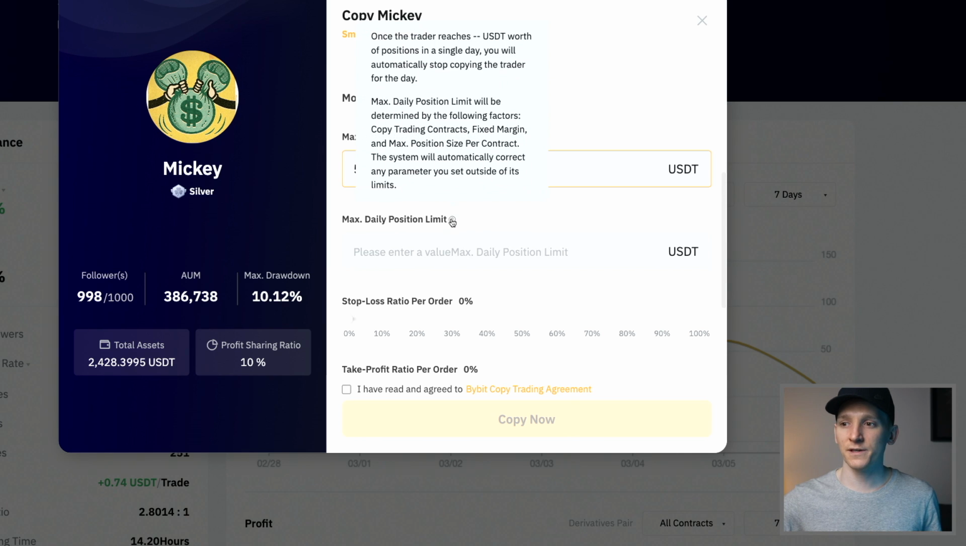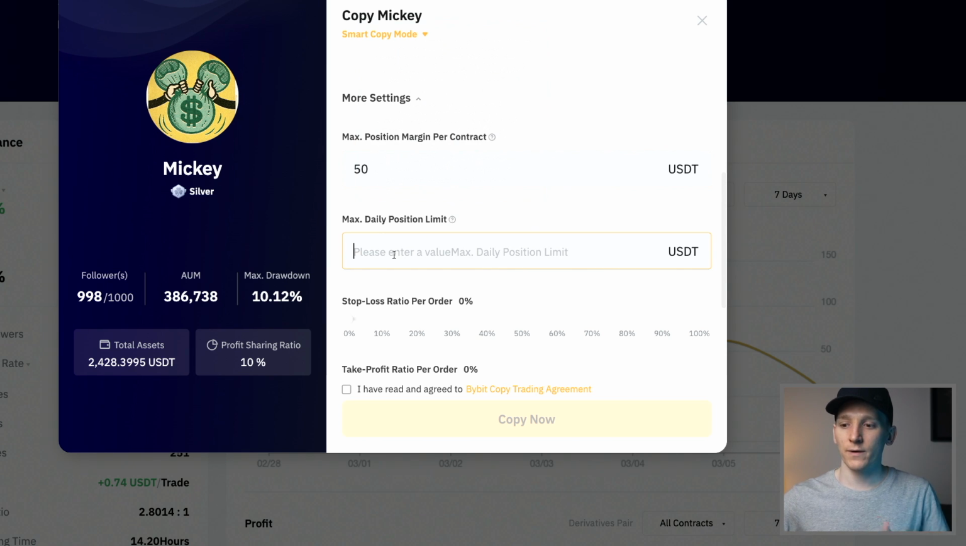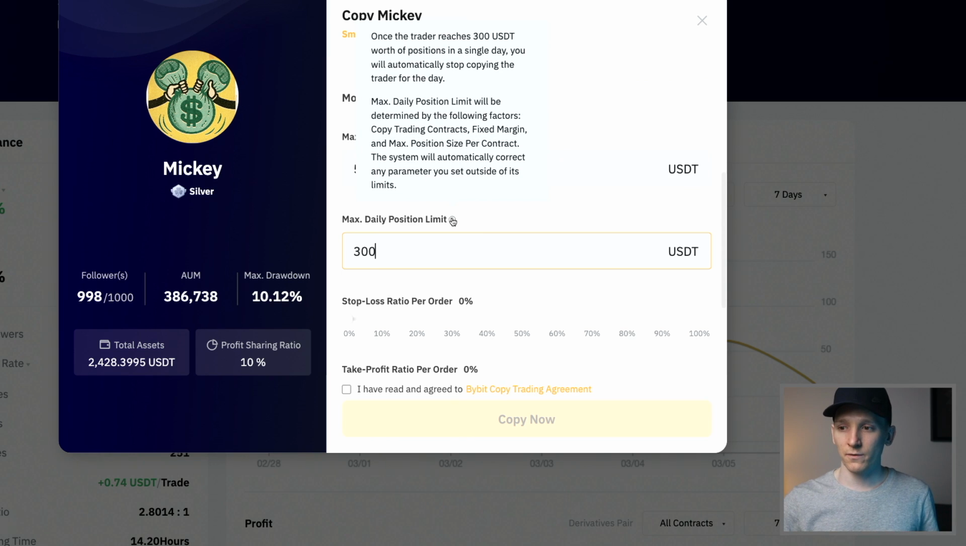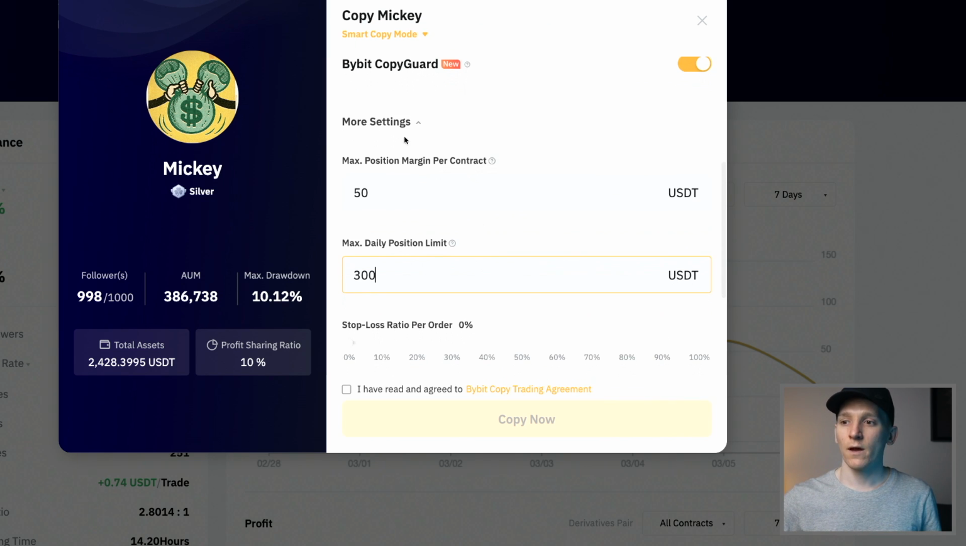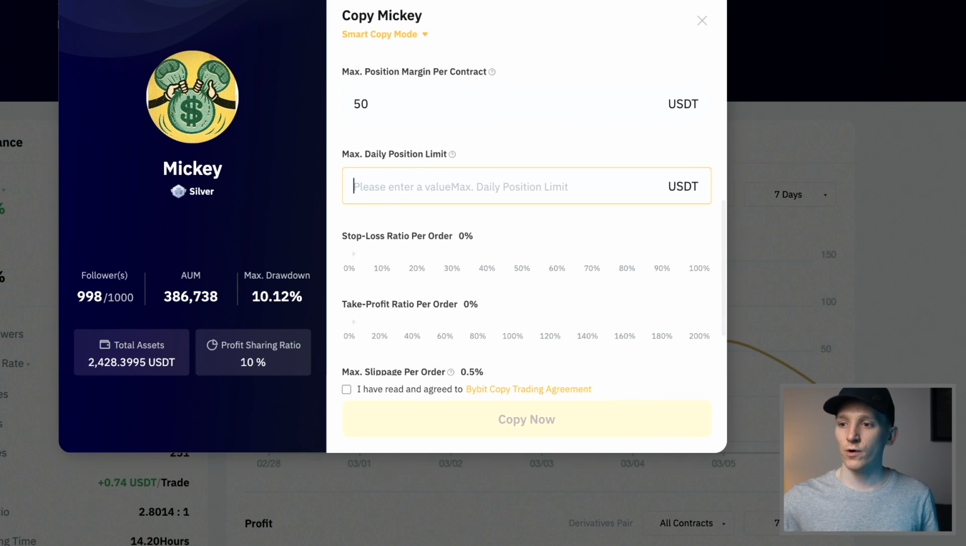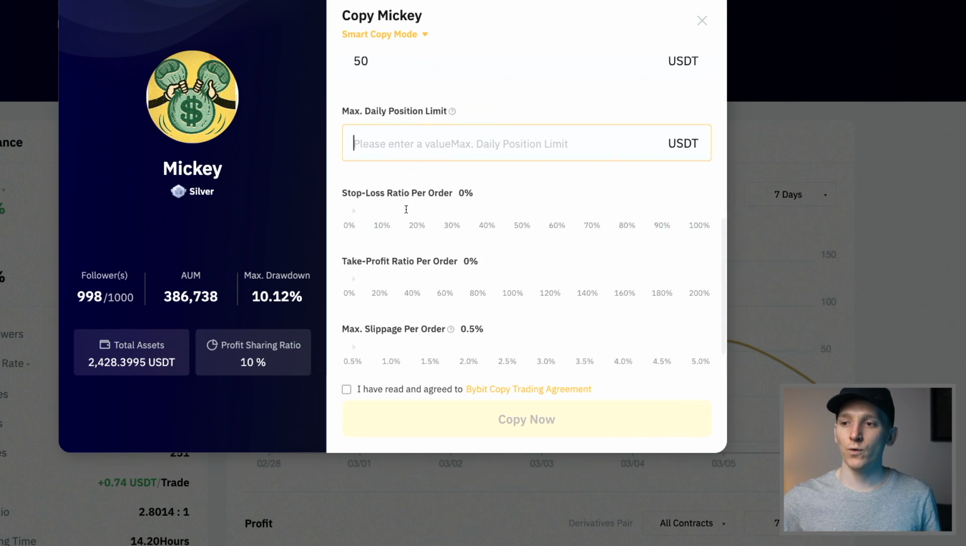The max daily position limit, as you can see here as well, once you get a certain amount of positions per day, whatever that may be, then it will stop copying as well. Now, what I would say here is probably the max margin is good if you want to limit risk, but in terms of copying the trader, if you cut your losses too early or you make some more specific changes here, then you're not going to be really copying their style or their trades.